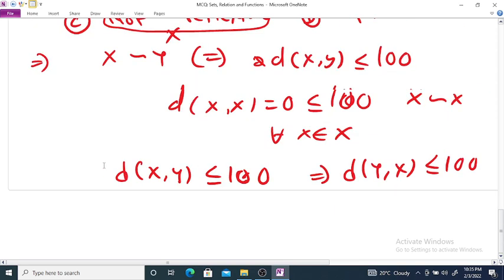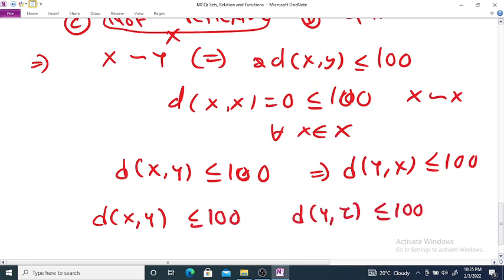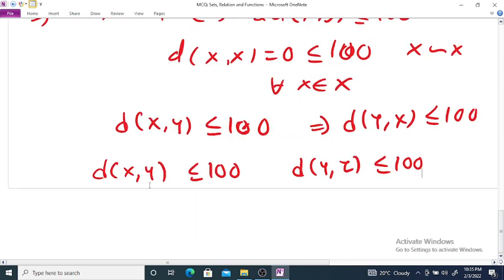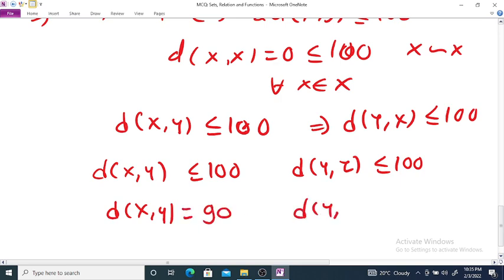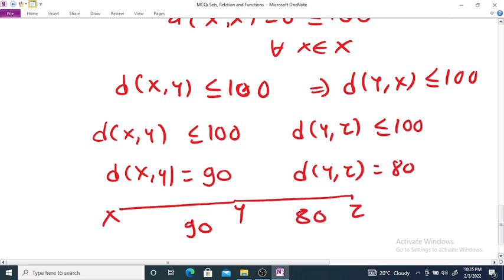Not transitive. Now if the distance between x and y is less than or equal to 100 and the distance between y and z is also less than or equal to 100, then it is not necessary that x and z are related. For example, if the distance of xy is, say, 90, and the distance of yz is 80, then what is the distance between xz? x and y live 90 kilometers from each other, and y and z live 80 kilometers from each other.